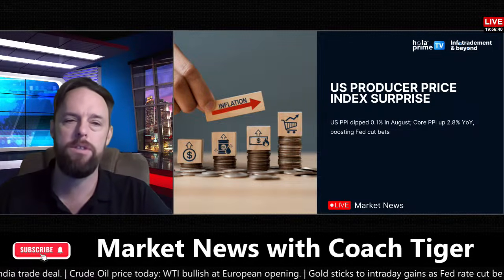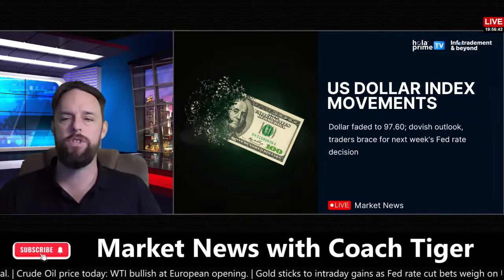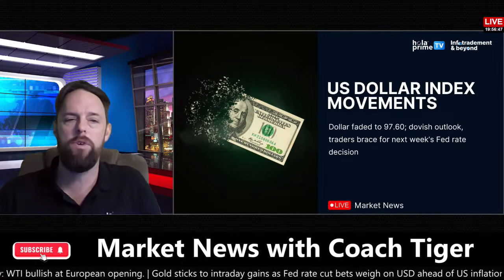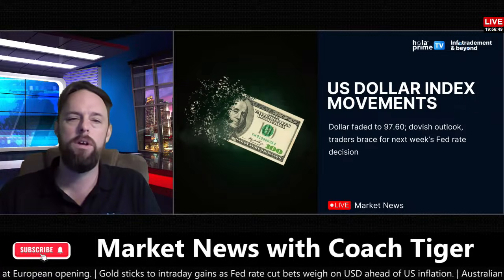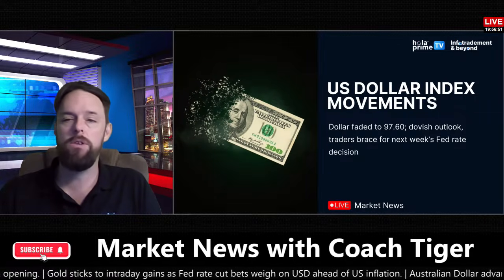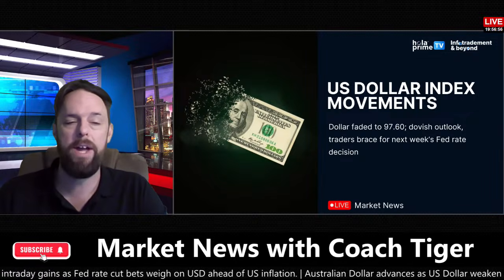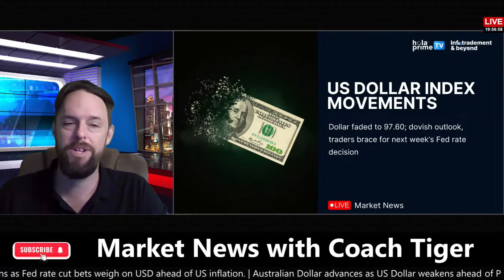The U.S. dollar index, the Dixie, feeling the effects of this dovish vibe, faded its mild recovery from Tuesday and spent the day hovering around the 97.6 level. The greenback was looking a bit pale, like it had just seen the ghosts of inflation past or future. We're not quite sure which.